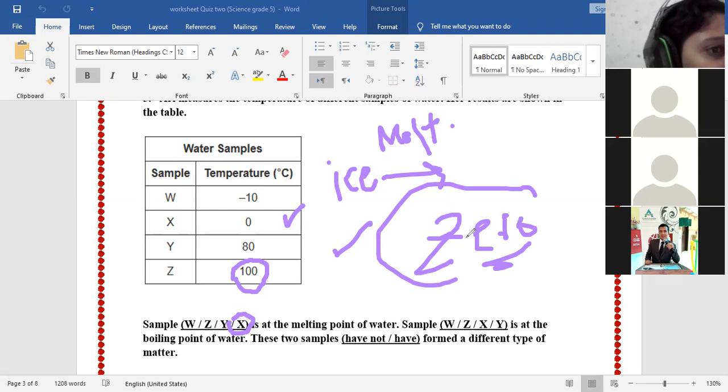Okay, mister. What is the melting point of water? Z. Z. X. Say 0 or 100. 0. Yes, don't forget again. Meshal, what is the melting point of water? 0 or 100? 0. Don't forget. Mister, I want to ask a question. Mister, sample at the boiling point. That's enough. Thanks. Yes, ask.